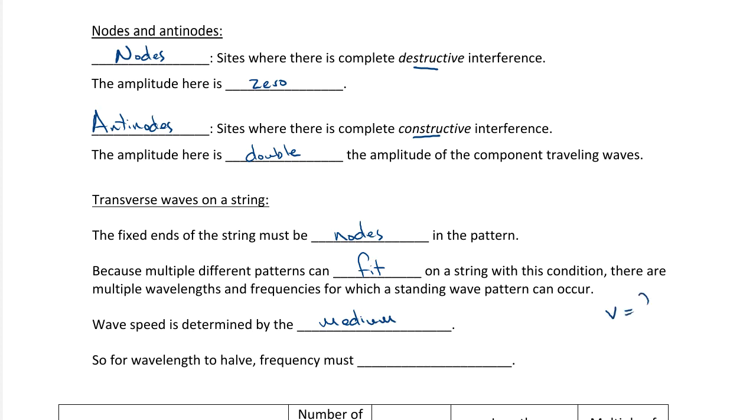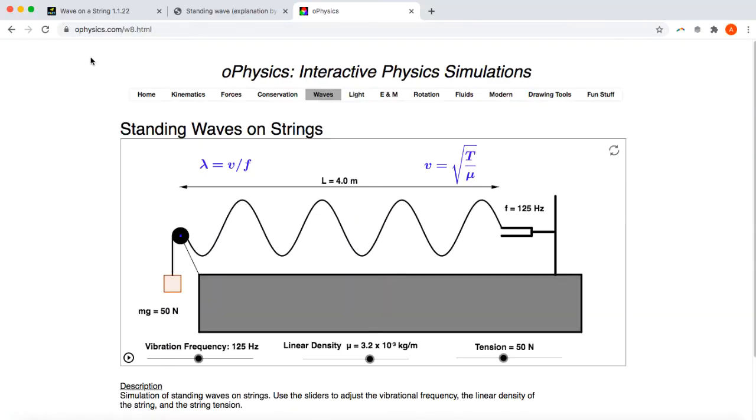So in keeping with the universal wave equation, if we wanted to create a new pattern with half the wavelength, we would need to double the frequency to maintain the equality. So for wavelength to halve, frequency must double, and that same kind of mathematical relationship continues to other patterns as well. This simulation's from O-Physics.